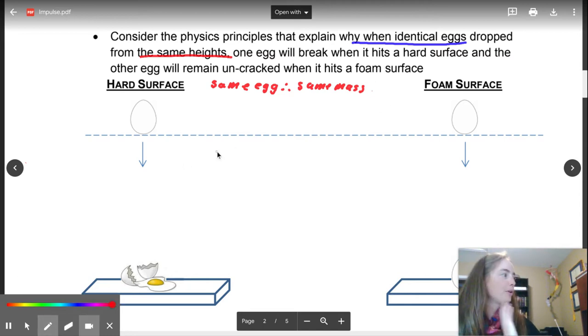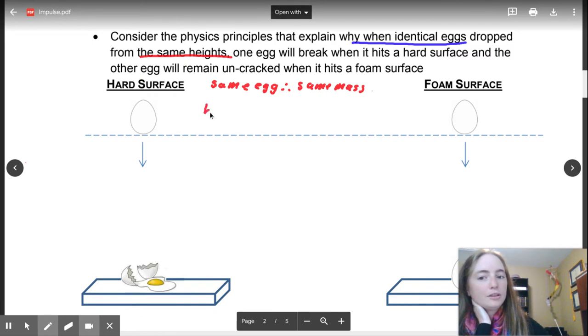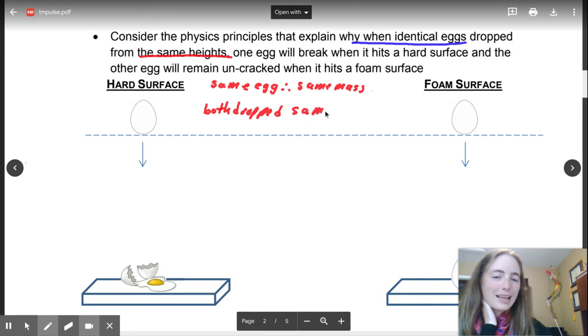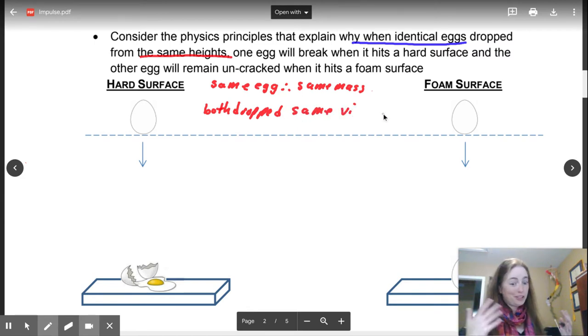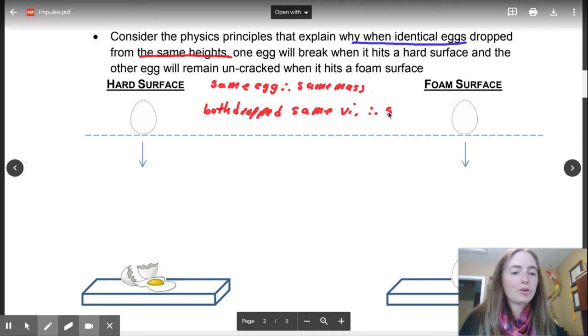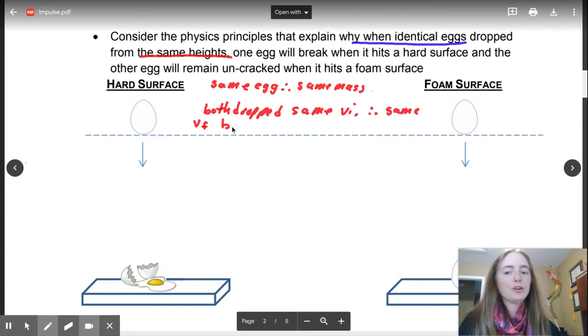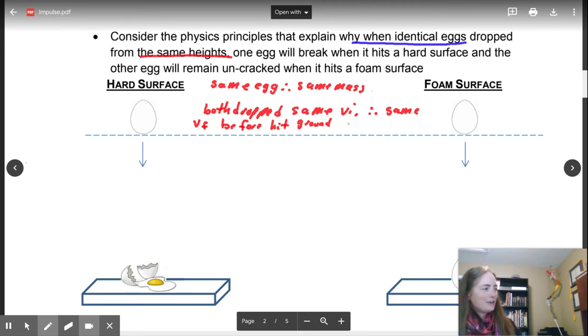Both of them are going to be dropped with the same VI. And because we're assuming they're on the same planet, because we have to say it, we can say, therefore, they are going to have the same VF before they hit the ground. Okay. Now, ladies and gentlemen, they are then going to come to a stop.